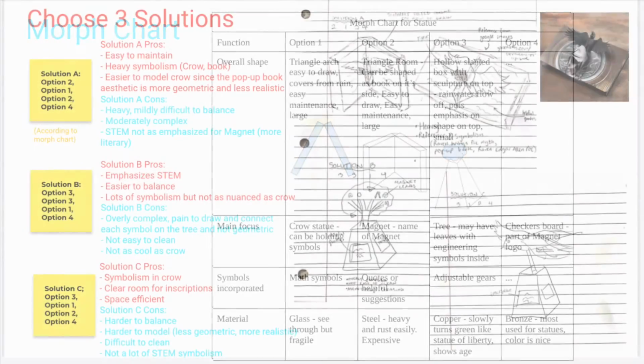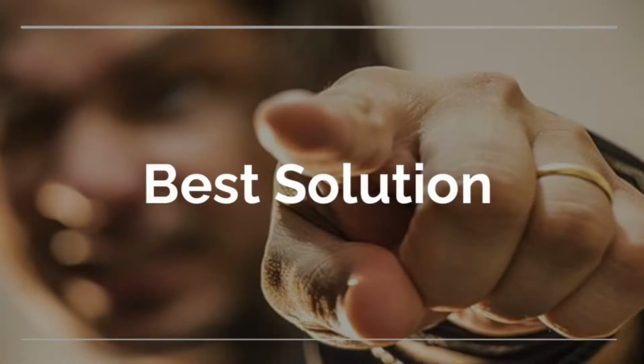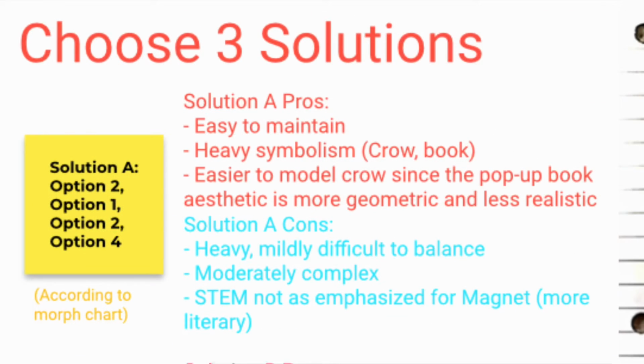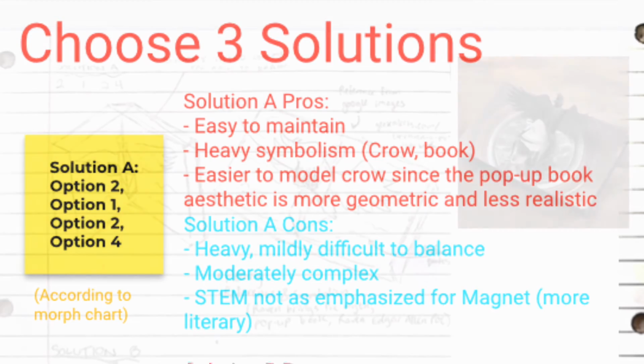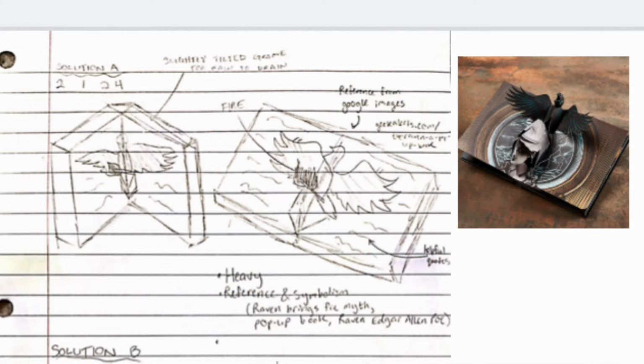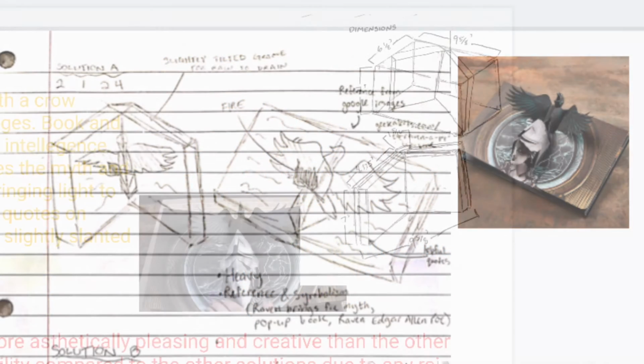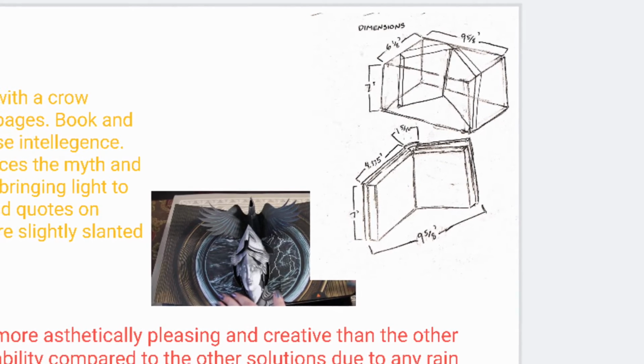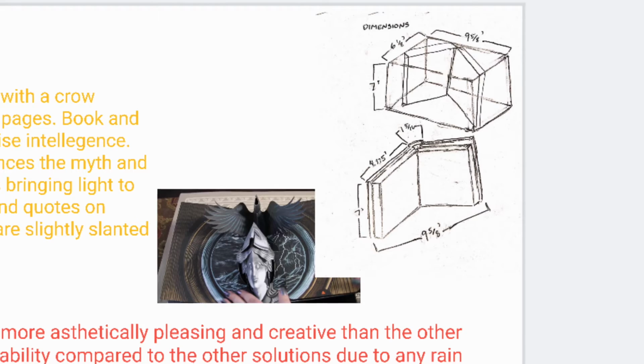In the end, my 3 solutions, from the morph chart, are found here along with their pros and cons. Out of these, I chose the first solution because it appealed to me the most. It just looked cool in my head. The solution A was a standing pop-up book with a crow holding fire and popping away from pages.